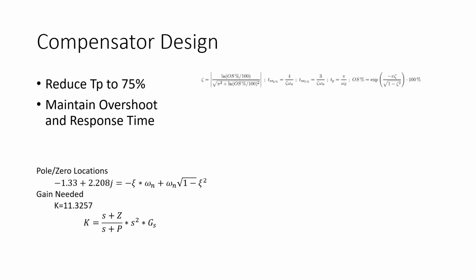We can also find the gain needed, which is K, and that number is 11.3257. The overall compensated K is found using the equation S plus Z over S plus P times G of S. G of S is the overall function, and Z and P are the zero and pole locations respectively.